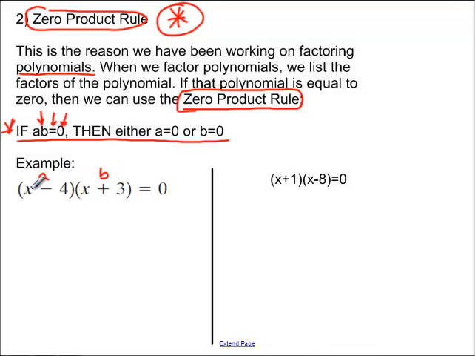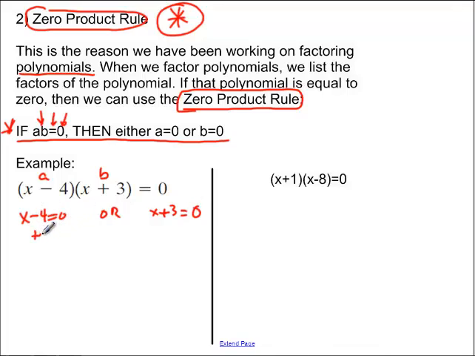And what I'm going to do is say, solve this equation for x. When I say solve the equation, I say, what is x equal to? And essentially we have to say, we've got x minus 4 equals 0, or x plus 3 equals 0. Because that's the application of the zero product rule. Either a is equal to 0, or b is equal to 0. And then we solve these mini equations.